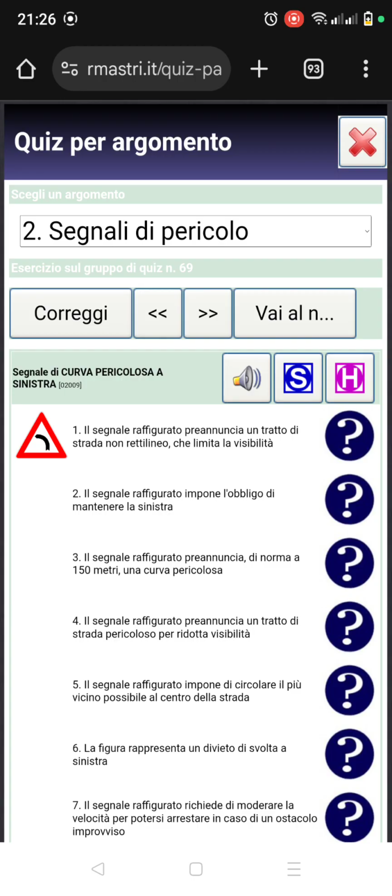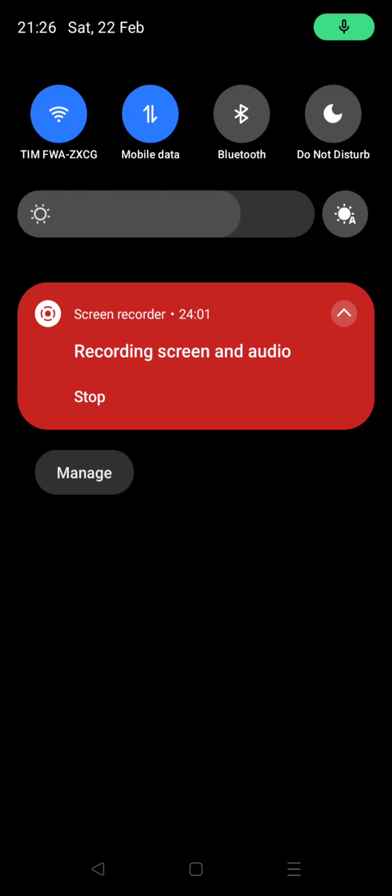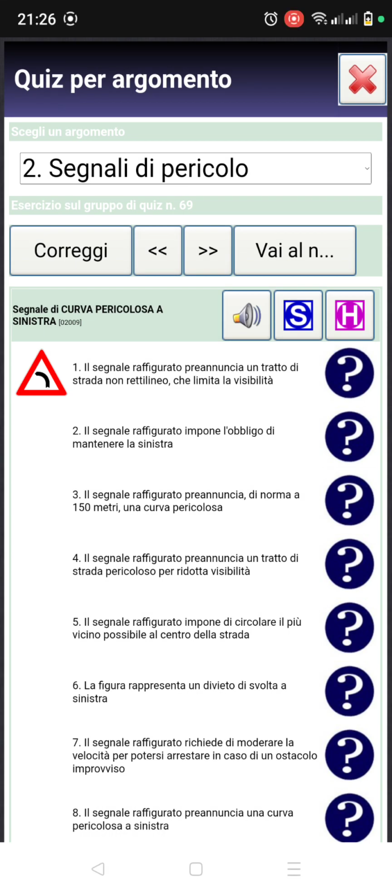So this one now is curva pericolosa a sinistra. Look at the arrow. The curve is pointing to the left now. So let's take the question. I don't want to make the video too long. Il segnale raffigurato pronuncia un tratto di strada non rettilineo che limita la visibilità. So it says this sign figure is announcing a section of the road that is not straight, that limits the visibility, and it's true.